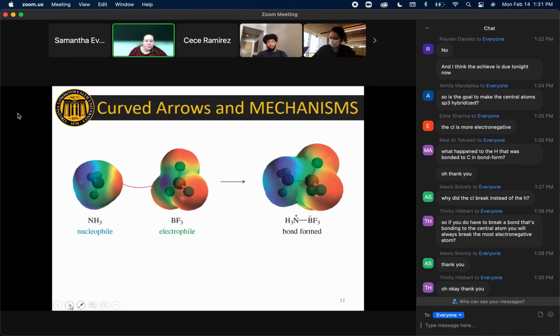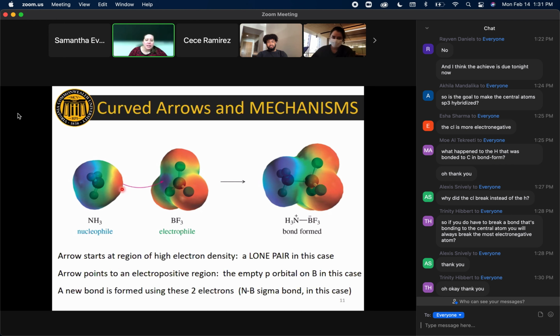And you can see all of these things. You can see how the arrow starts at high electron density, which is red on these maps, and it points towards an electropositive region, which is blue on these maps. And again, we formed a new bond, in this case, between nitrogen and boron.